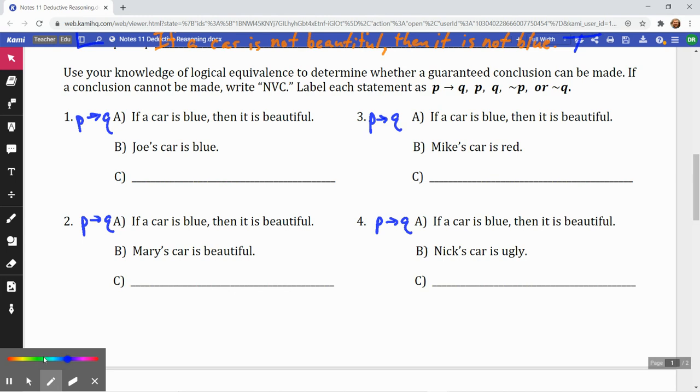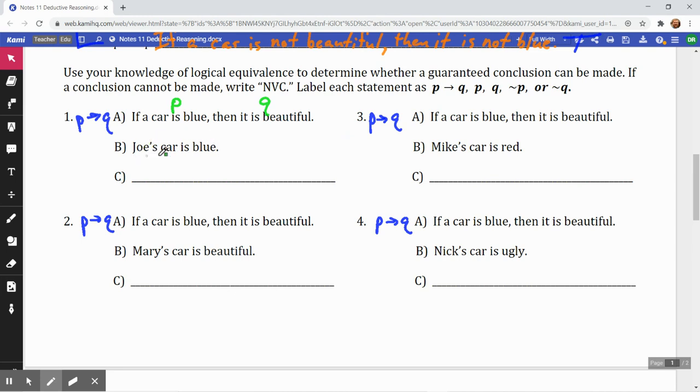So keep in mind, every conditional starts with the hypothesis P and ends with the conclusion Q. So the theme of P is about a car being blue. The theme of Q is about a car being beautiful. So what we see here is we have a claim that's being made, or we have something that's being told to us, and we want to know if there's a claim that we can make from that.